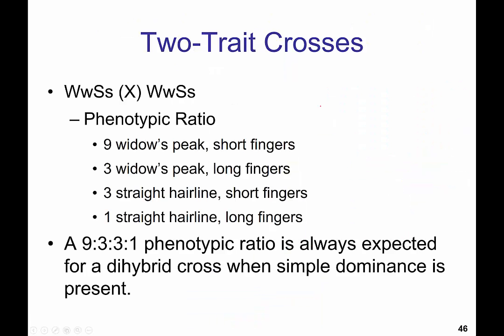Every time we have a two-trait dihybrid cross, there's an expected phenotypic ratio. So here we have 9 to 3 to 3 to 1, where the 9 are the two dominant traits, in this case widow's peak and short fingers. 3 is one dominant trait, one recessive trait, so widow's peak and long fingers. The other 3 is just the opposite of that, so we have the other recessive trait and the dominant trait, straight hairline, short fingers, and the 1 is two recessive traits, straight hairline, long fingers in this case.